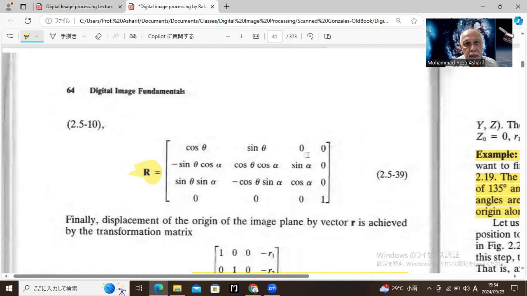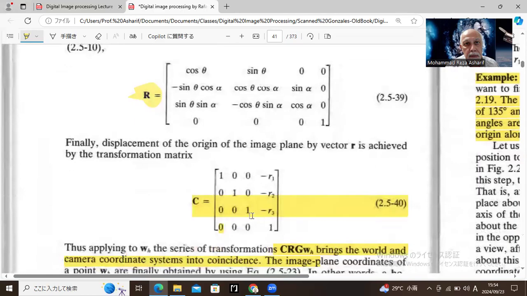So R is this. After the two rotation matrix transformations, the multiplication of the two matrices is cosine theta, sine theta, and so on. This is equation 39. And finally, the displacement of the origin of the image plane by vector R is achieved by this.